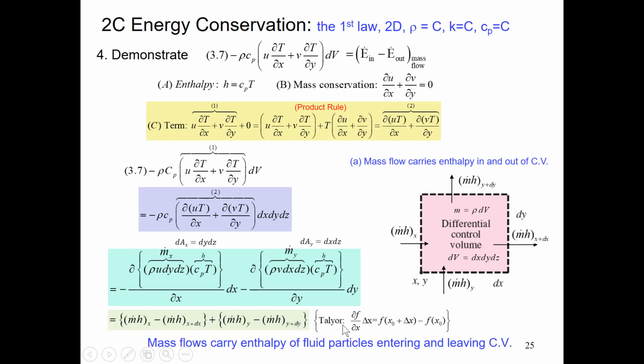Finally, we will apply Taylor series expansion approximation to the first term and second term to get the enthalpy rate in the x direction and enthalpy rate in the y direction. Now we demonstrate that the convection term has the physical meaning, which is mass flow carries enthalpy over particles entering and leaving the control volume.